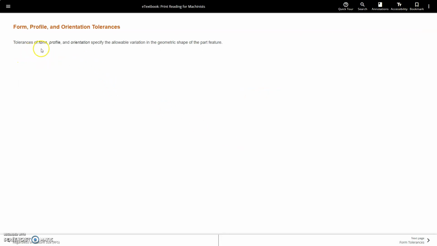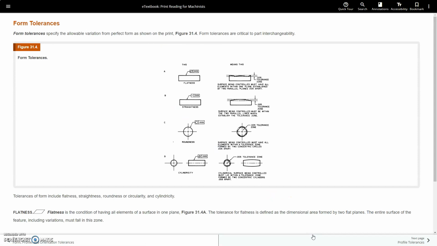Alright, tolerances of form, profile, and orientation specify the allowable variation of geometric shape of the part feature. Form tolerances specify the allowable variation from perfect form, as shown in the figure and on the print, Figure 31.4. Form tolerances are critical to part interchangeability. So, form tolerances.